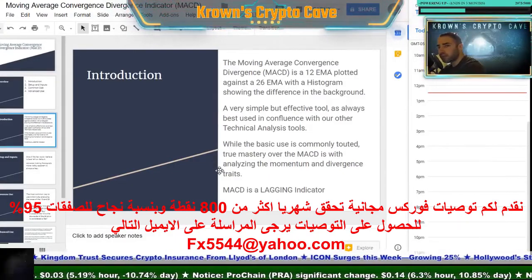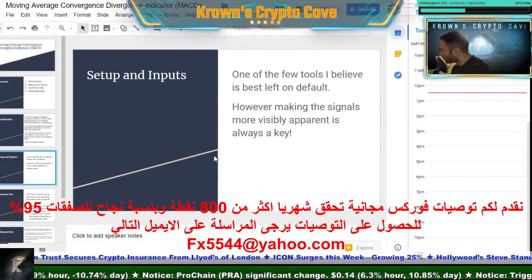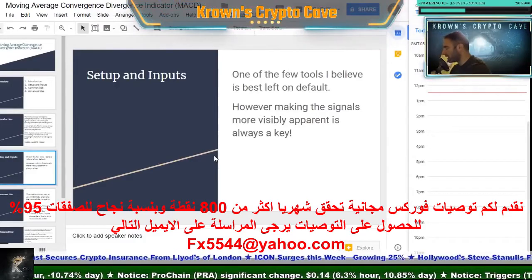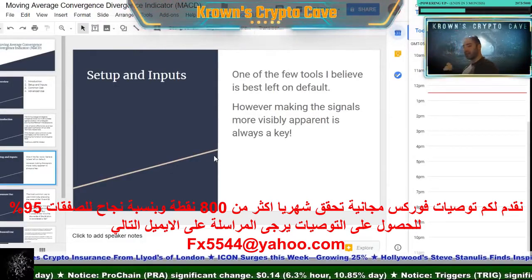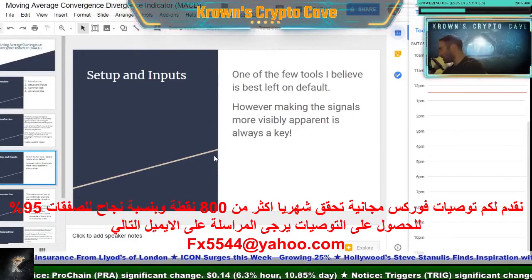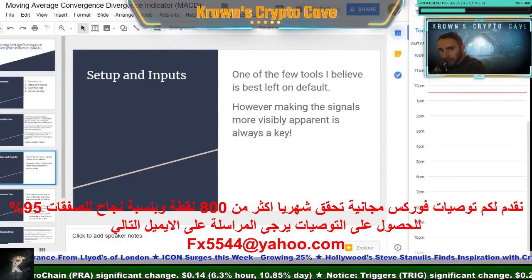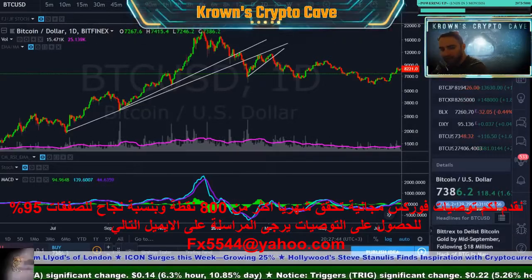So without further ado, I want to introduce the setup and inputs. This is one of the few tools that I actually believe the default settings are best to roll with. However, making the signals more visibly apparent is always key. Me being a visual person, I can understand that people have different things that they look for.